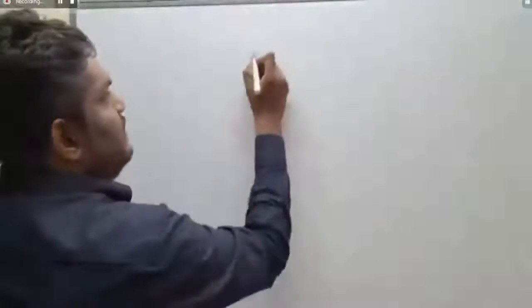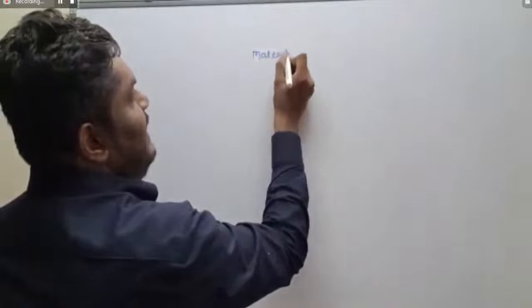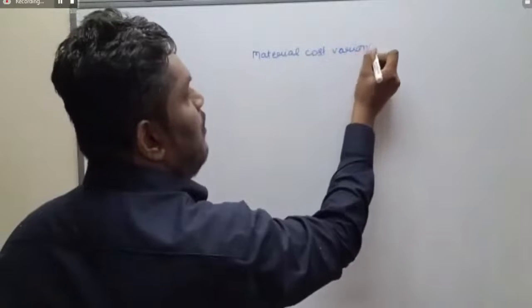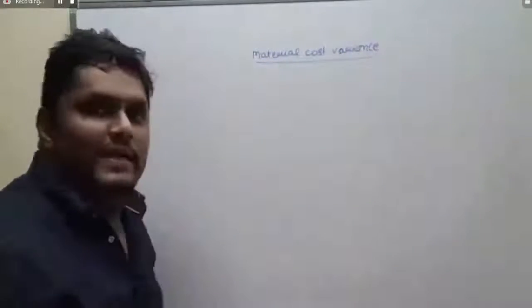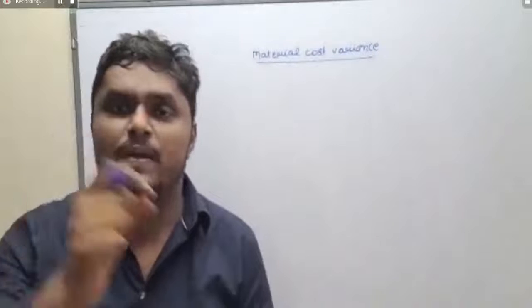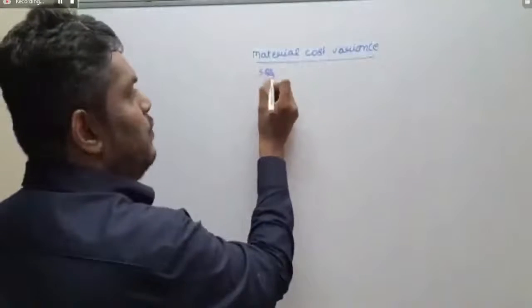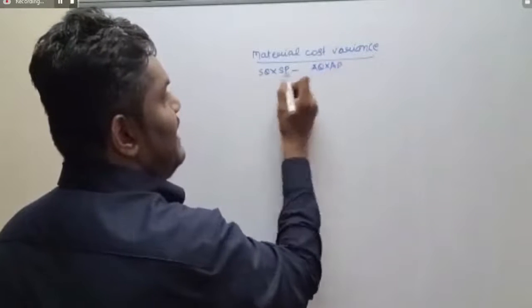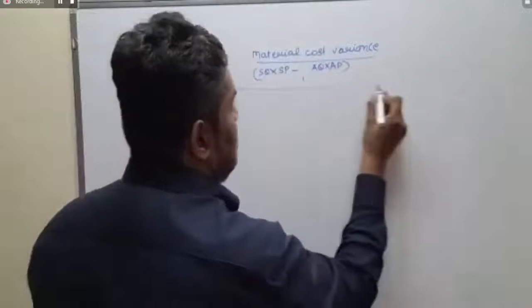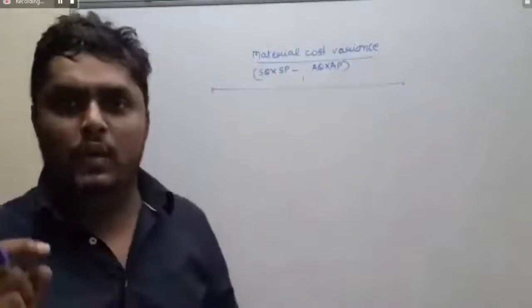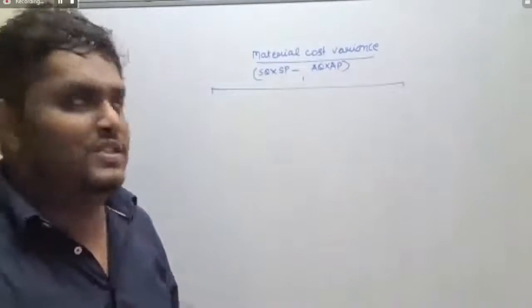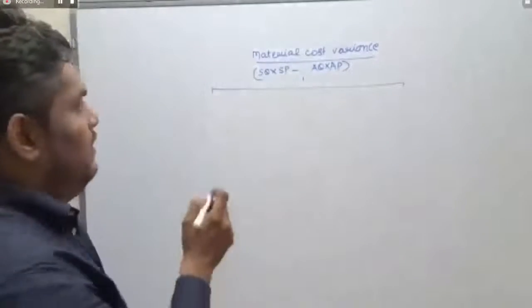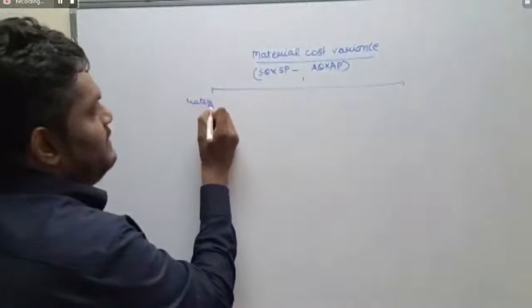So guys, in this we discussed material cost variance. What is material cost variance? The overall cost that was supposed to be incurred, that is standard quantity into standard price, minus the overall cost actually incurred, that is actual quantity into actual price. Now moving towards the next part, the work done by the purchase manager, who is responsible for the change in price. So that's why material price variance.